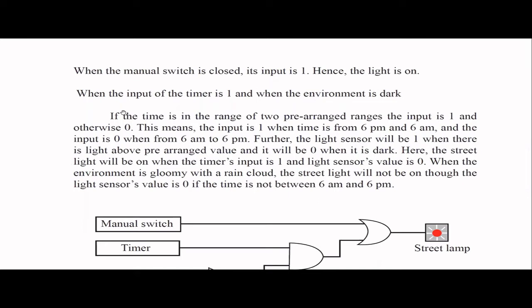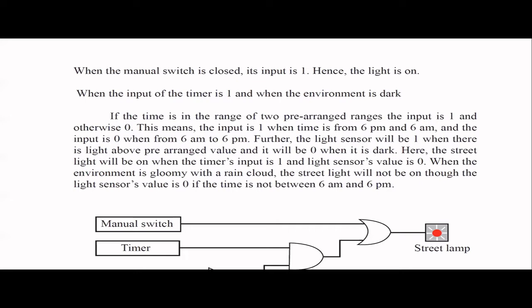Second thing is there's a timer. So the timer will identify 2 pre-arranged ranges. That means if the time is from 6 p.m. to 6 a.m. the next day, then you have to switch on these lights because it's dark time, 6 p.m. to 6 a.m. the next day, right? That means in that time, you don't have any light. So the light sensor is not detecting any light at that time.